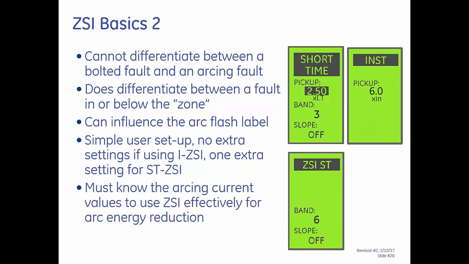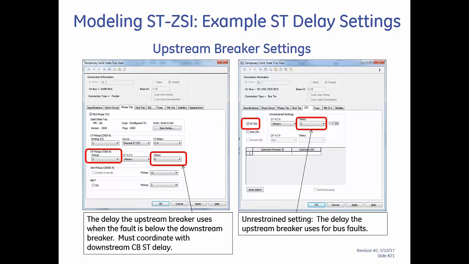Again, the key is you must know where the arcing current is and set your devices appropriately, again, with the pickup you're relying on, or the function you're relying on, to clear the arcing current. That pickup should be clearly below the arcing current. So here now I've clicked on the main breaker again, and we're going to see what settings have to be manipulated in order to have EasyPower model the zone selective interlocking, in this case just for short time. So this is only short time ZSI.